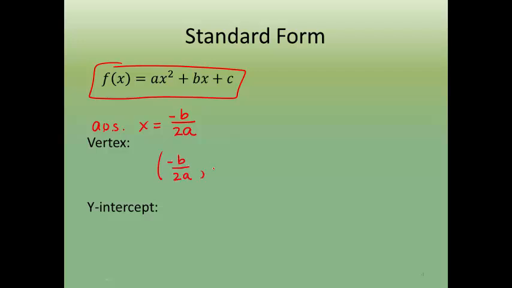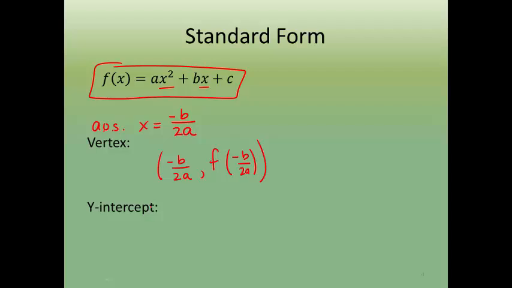Once you find the x value of the vertex, how do you find the y? Well, you just plug it in. So here's how I'm going to write plug it in. I'm going to write it in function notation. It is f of the x value. So you would just take the x value, substitute it in for x, and you get the y value.